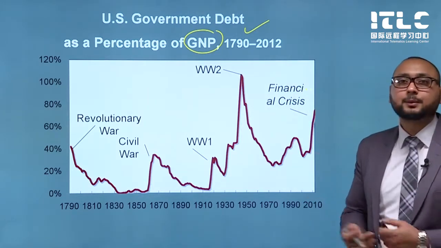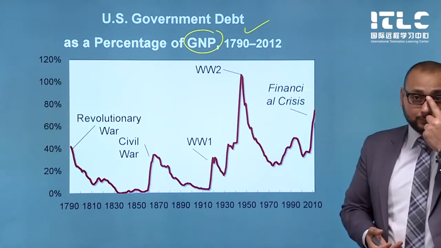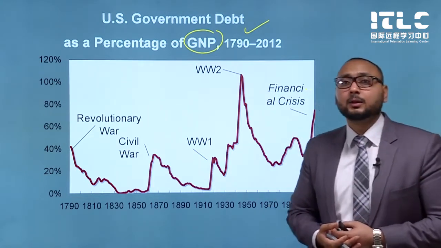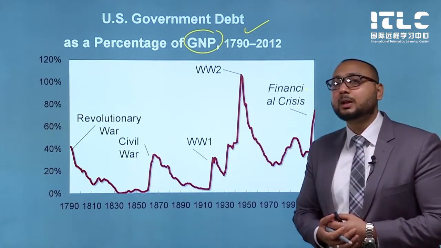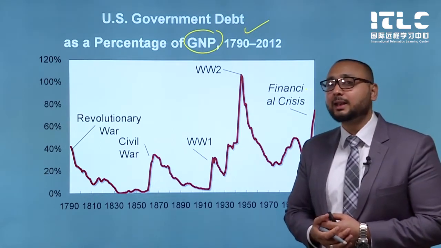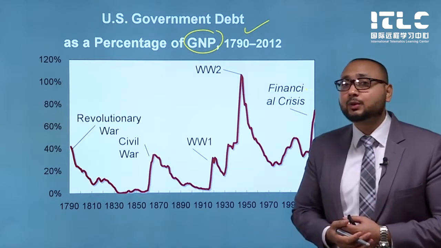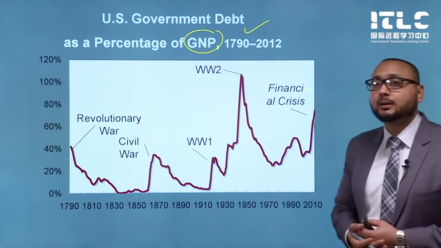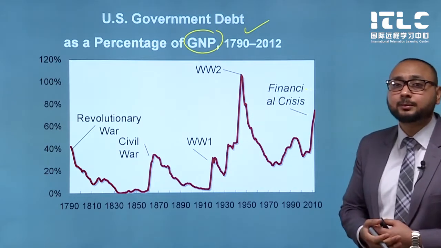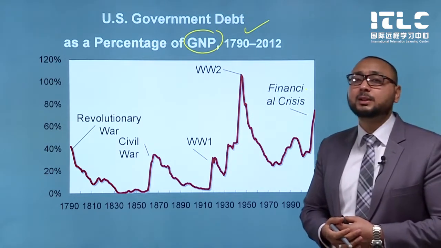So if you see here, from the beginning of this long time series until about the 1980s, the data shows a clear pattern. It means the ratio jumps up during wartime and comes back down during peacetime.